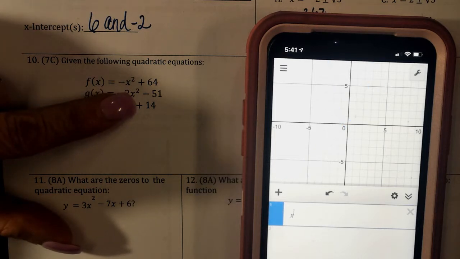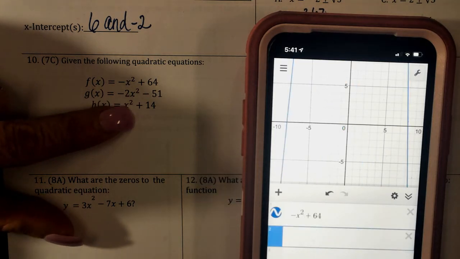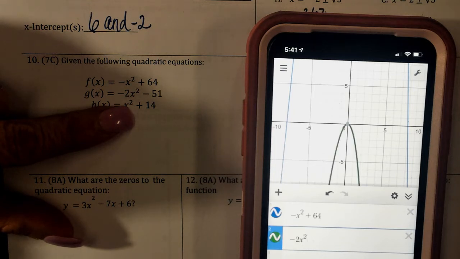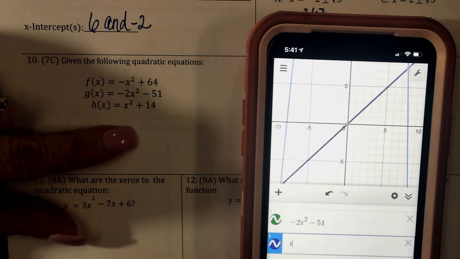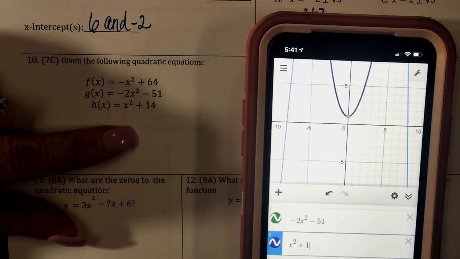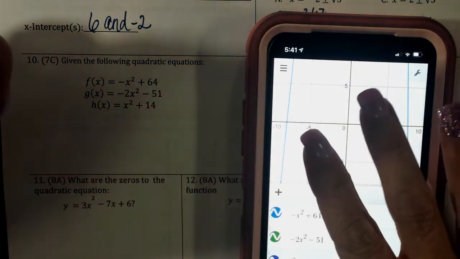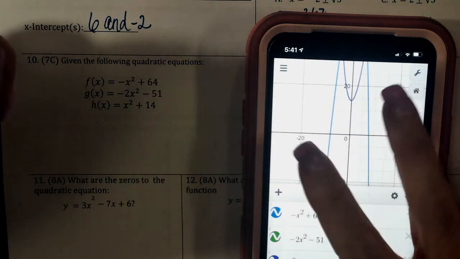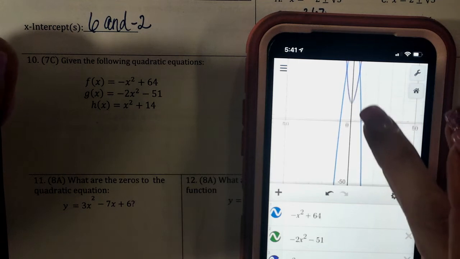Negative x squared plus 64. And then I'm going to do negative 2x squared minus 51. And I'm going to do x squared plus 14. All right, so I'm going to zoom out just a little bit so I can see all of them on the same screen. There they are.